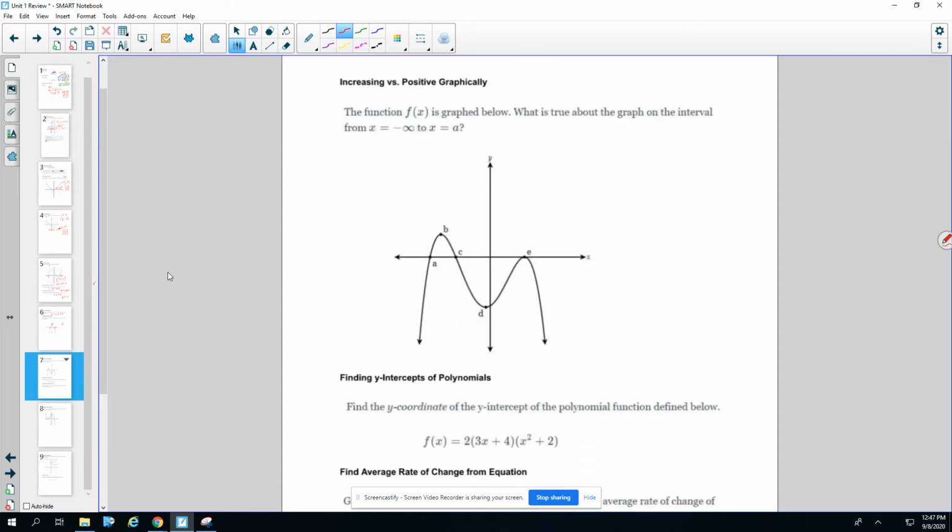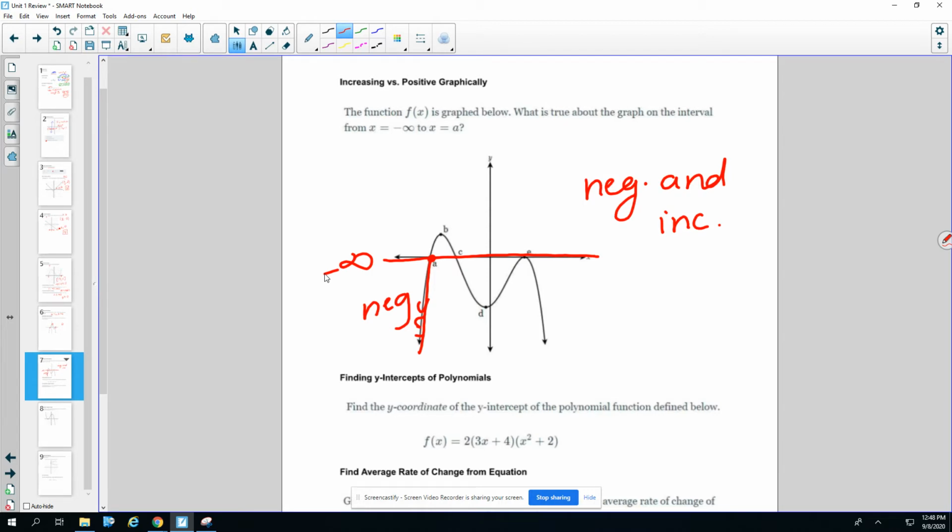This one asks me about increasing versus positive. Increasing, decreasing, positive, negative. It wants me to go from -infinity, so this side of the graph, to A. So this is negative because it's below the x-axis, and it's definitely going up pretty quickly. So we're going to say increasing. So you would choose negative and increasing when you did that problem.